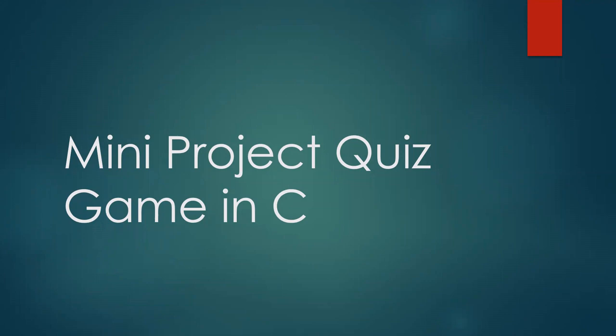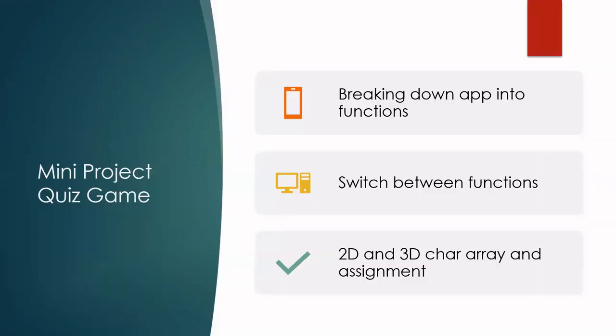In this video, I will show you how to create a quiz game in C. In reality, it is not a proper game. It is just a simulation. The main objective of this tutorial is to give you an idea to utilize C features such as functions, loops, switch statements, and multidimensional arrays. Basically, this project is more like giving you a basic idea of breaking down the project into multiple functions, switching between these functions, and creating a user menu to interact with users.